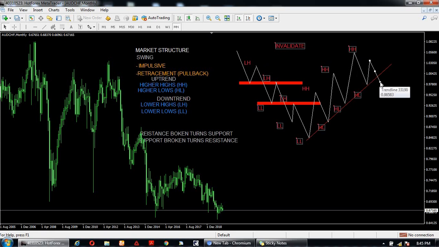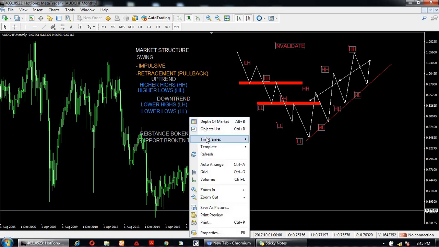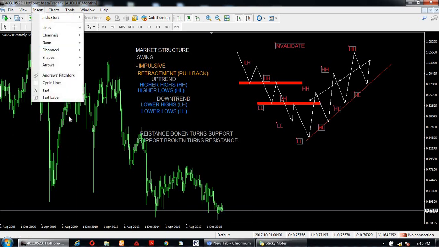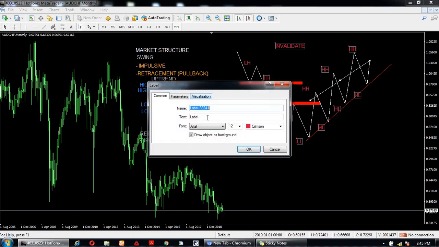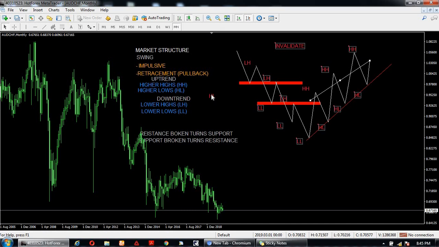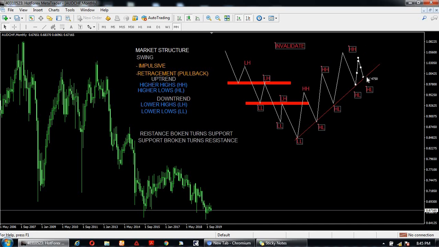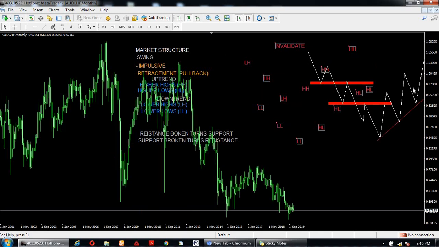And when price now comes and takes out the most recent low, this is the most recent higher low. That's the most recent higher low. We see clearly the price comes now and takes out the most recent higher low. This is the most recent higher low.